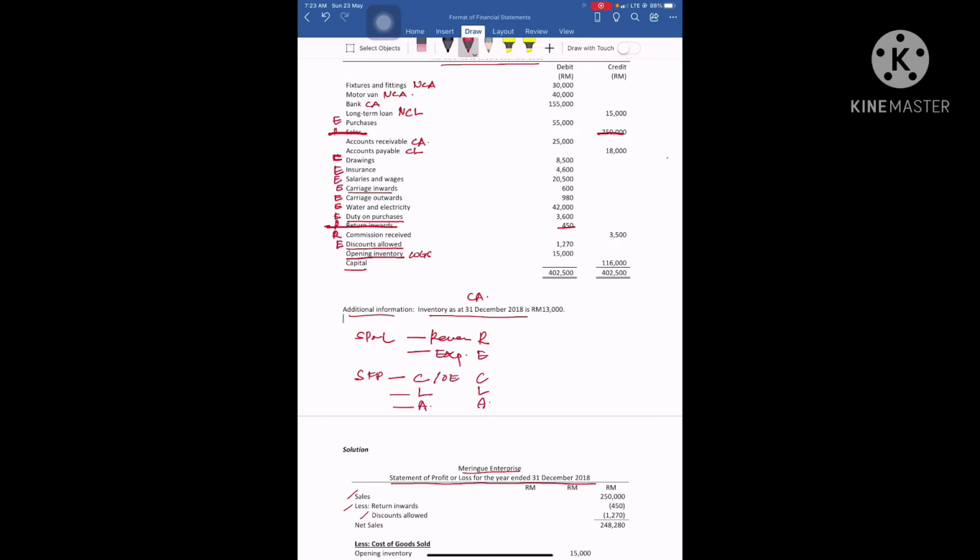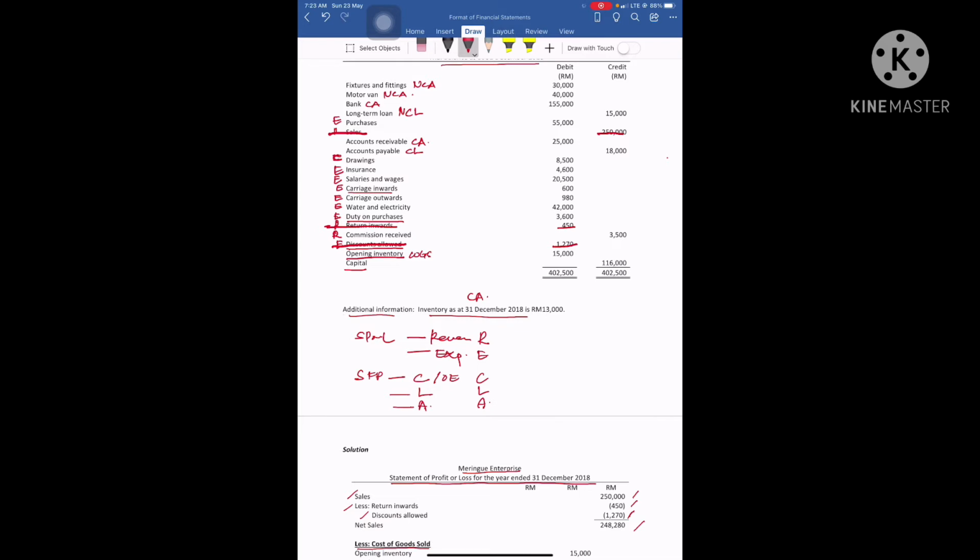So when we give discount to our customer, it will reduce our sales. So where is our discount allowed? Okay, this is our discount allowed, and the figure is 1270. So we should take our sales minus the return inward 450, and then reduce with the discount allowed 1270. So our net sales is 248,280.